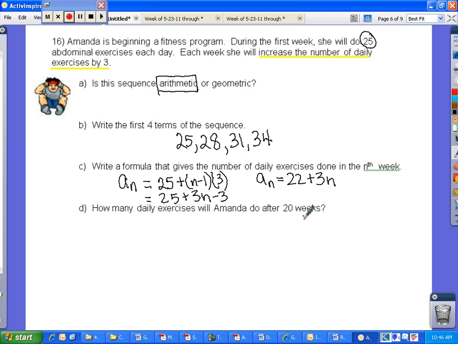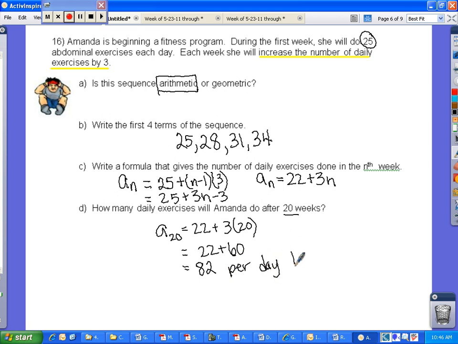So how many will she do after 20 weeks? You're going to do a sub 20 equals 22 plus 3 times 20. So that's 22 plus 60, which is 82. So she's going to be doing 82 per day by the 20th week.